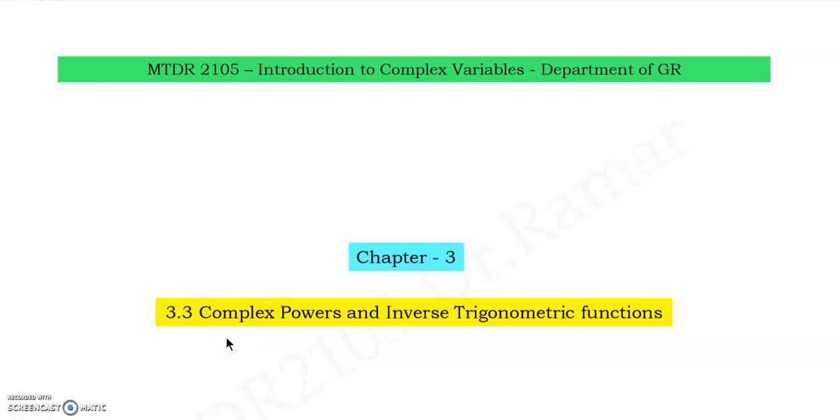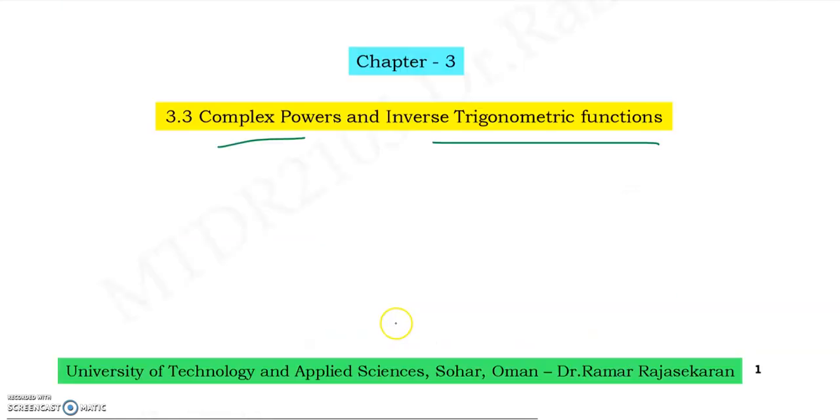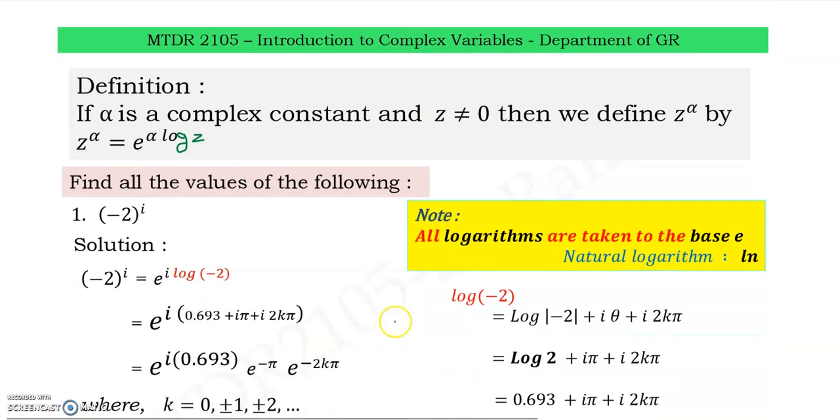Dear students, in this video, we are going to see complex powers and inverse trigonometric functions of the complex number. Okay, we'll see the first definition. If alpha is a complex constant and z not equal to 0, then we define z to the power alpha by z to the power alpha is equal to e to the power alpha log z.